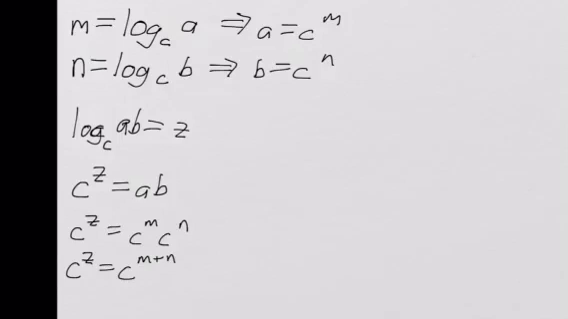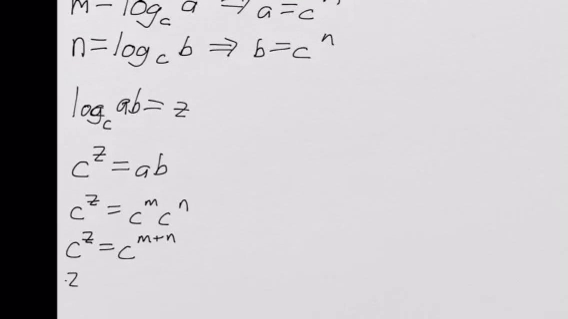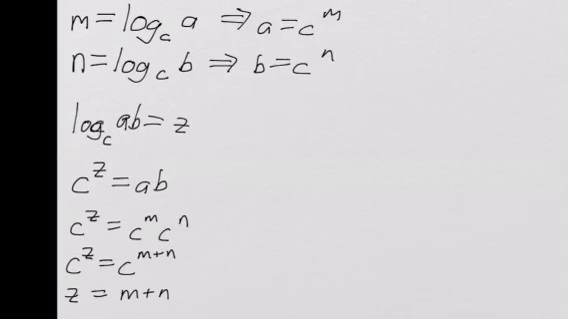But now, because the exponential function is 1-to-1, we know that z has to equal m plus n. And now we're going to substitute what z, m, and n are. So we get log base c of ab is equal to log base c of a plus log base c of b. So that's how we derive the product rule.